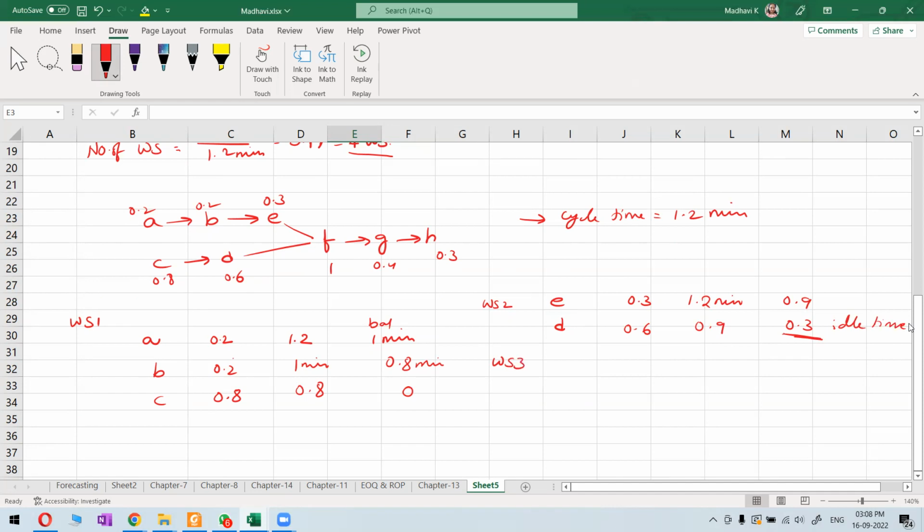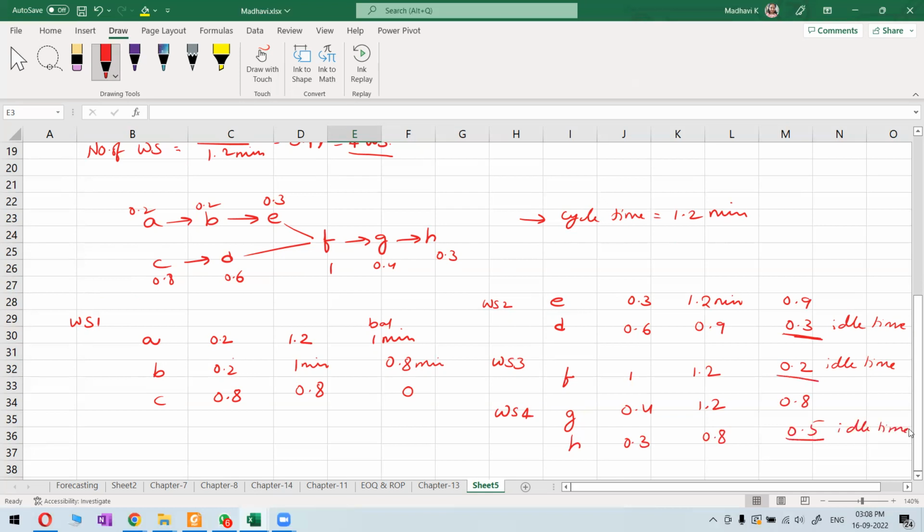Workstation 3 is F to start with, which takes 1 minute, and the available time is 1.2, so the balance of 0.2 is idle time. Since we cannot fit in G, this becomes the idle time. Now workstation 4 starts with G, which takes 0.4 minutes. Cycle time available is 1.2, so the remaining is 0.8. H takes 0.3 minutes. Available time is 0.8. Balance is 0.5 minutes, which is our idle time.